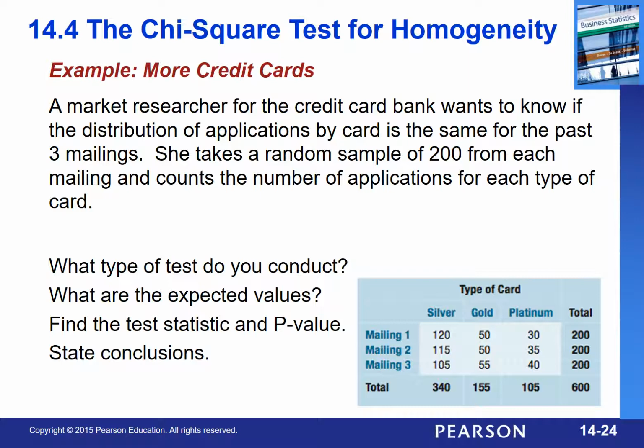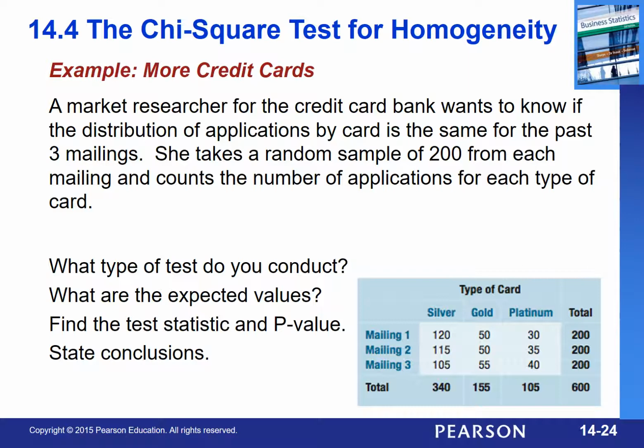They have different mailing groups and they probably have different setups for each of these. And so she does 200 randoms from every single group, counts the number of applications from each credit card type that they're receiving, and then they're going to ask things like, what type of test do you conduct? Gee, I wonder. Hint, hint, wink, wink. What are the expected values? And then we're going to calculate the test statistic and the p-value and actually draw a conclusion.